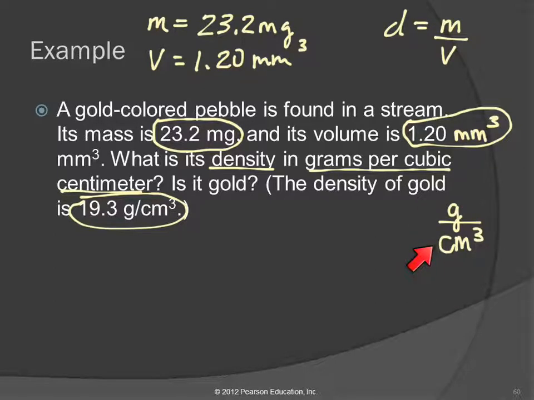Down here, what are we trying to find? We're trying to find the density in grams per cubic centimeter. If we just take these guys and take the mass in milligrams and divide by the volume in cubic millimeters, are we going to end up with those units? No, we're not.